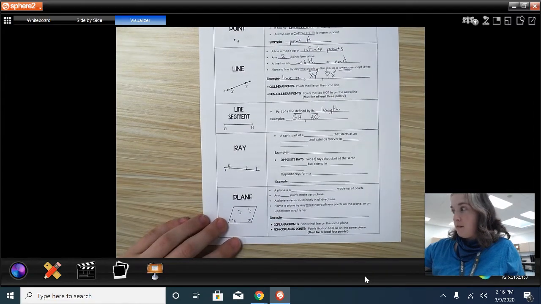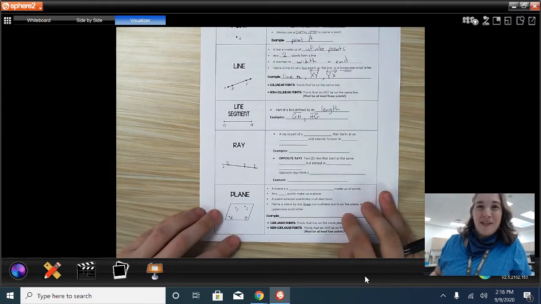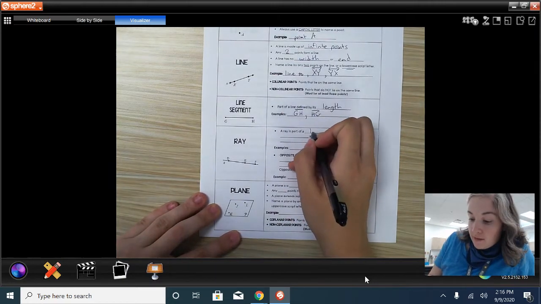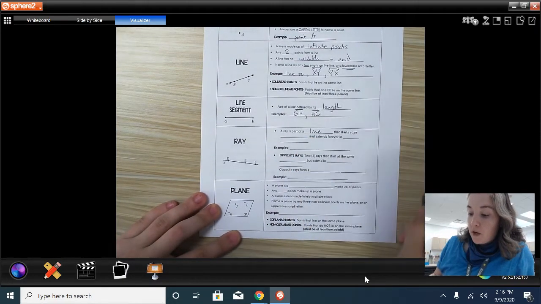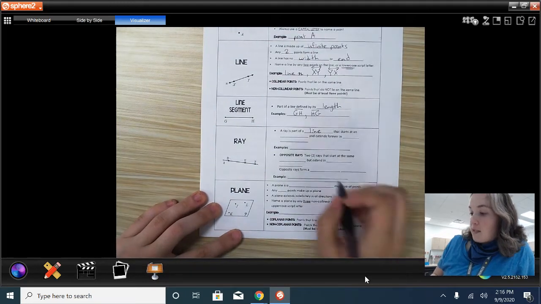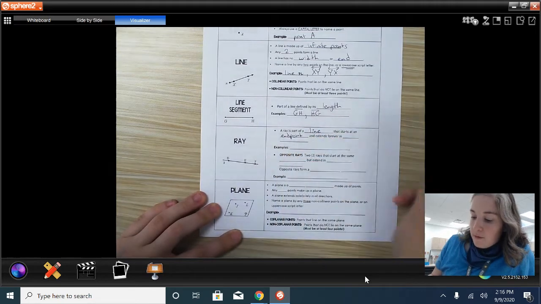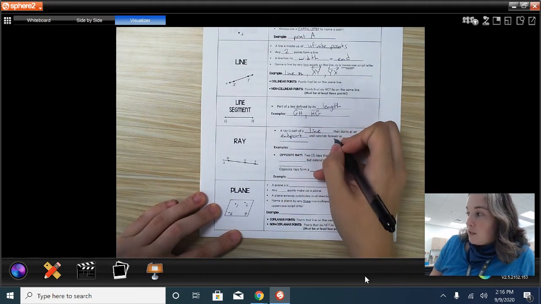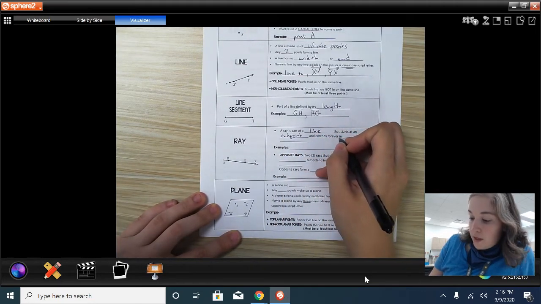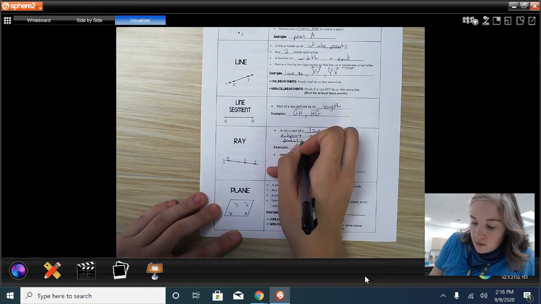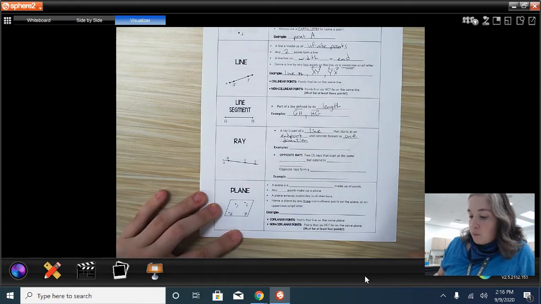So rays, just to make things a little more complicated. A ray is a part of a line. All right, it's part of a line. It starts at an endpoint and extends forever in one direction. Not like the band. All right, it extends forever in one direction.